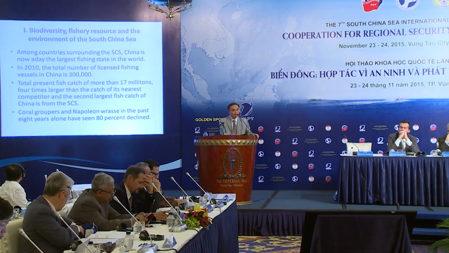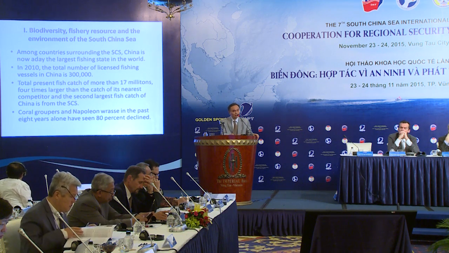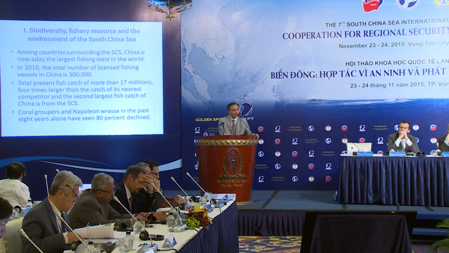Now we are going to the reason for the degradation of biodiversity and fishery resources in the South China Sea. Among countries surrounding the South China Sea, China is nowadays the largest fishing state in the world. In 2010, according to the CIA book, the total number of licensed fishing vessels in China is about 300,000. And at present, the total fish catch of China is more than 17 million. And the second state in the world is only more than 4 million. So the total fish catch of China is more than 4 times the second state in the world.